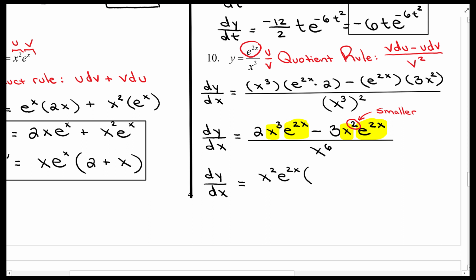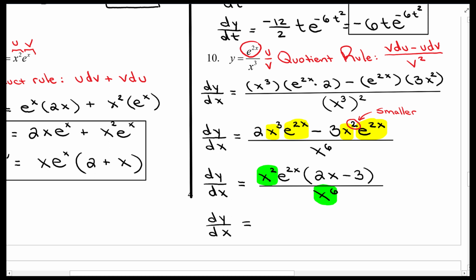So dy/dx equals x squared times e raised to the 2x times (2x minus 3) all over x raised to the 6th power. I'm highlighting the x squared that's in the numerator and the x to the 6th that's in the denominator. Because we have a common factor here in the numerator and denominator, we can divide out a common factor of x squared and reduce this and simplify it a little further.